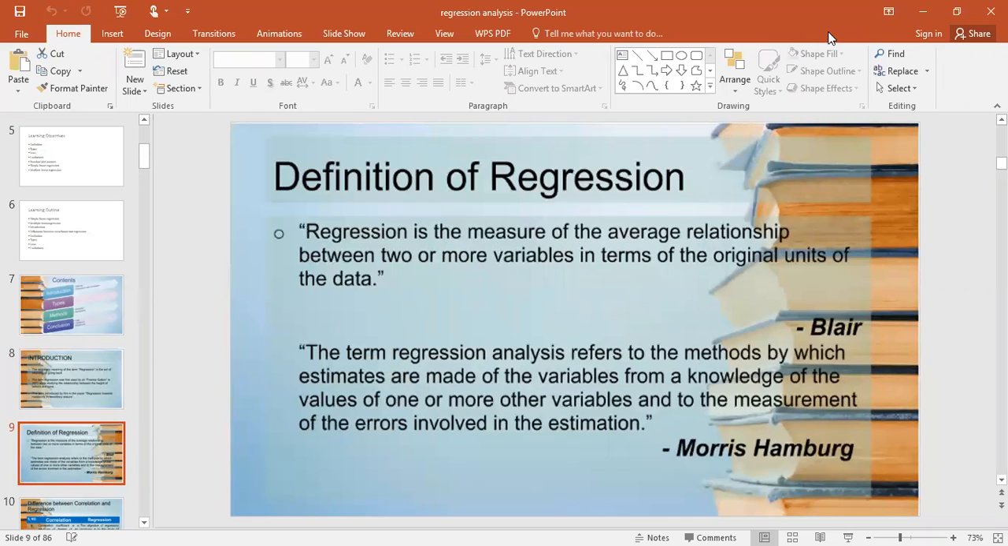Regression is the measure of average relationship between two or more variables in terms of original units of data. The term regression analysis refers to the methods by which estimates are made of the variables from a knowledge of values of one or more other variables and to measurement of errors involved in the estimate.